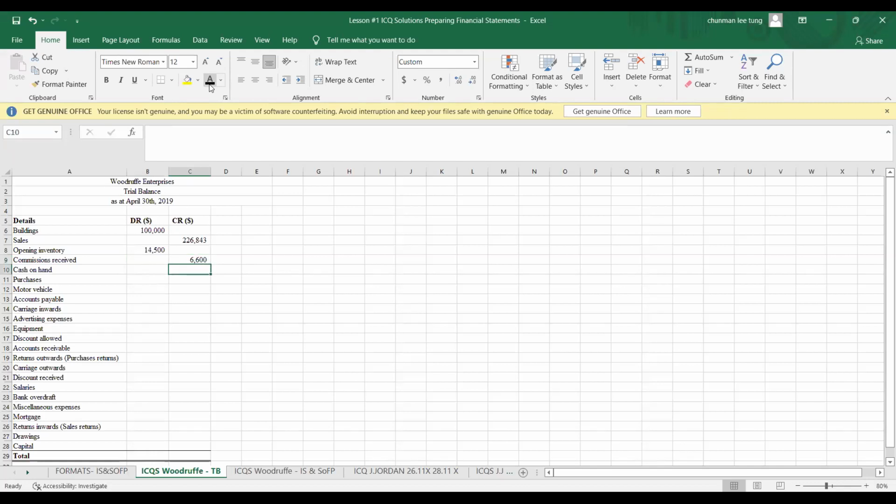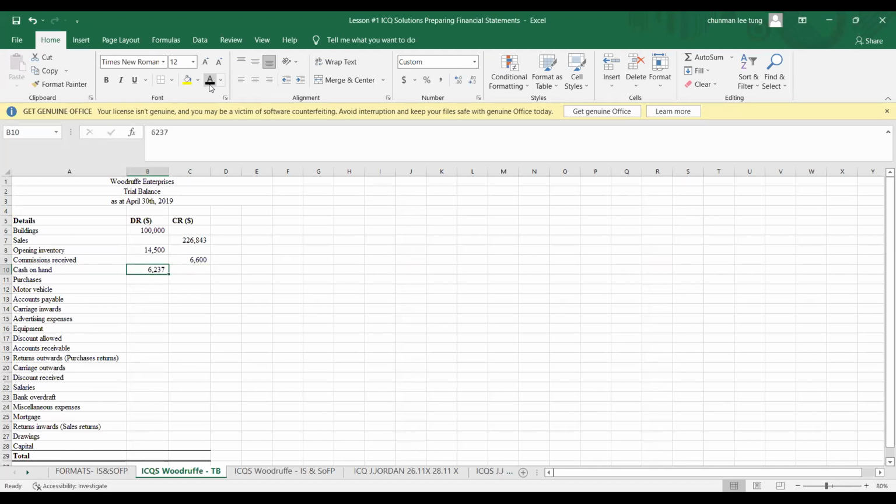Let's look at the next item, cash on hand. Is that an asset account or a liability account? Okay, I'm seeing it's an asset account. Yes, cash is an asset, and all asset accounts usually have a debit balance. So that's why we will put the 6237 on the debit side.